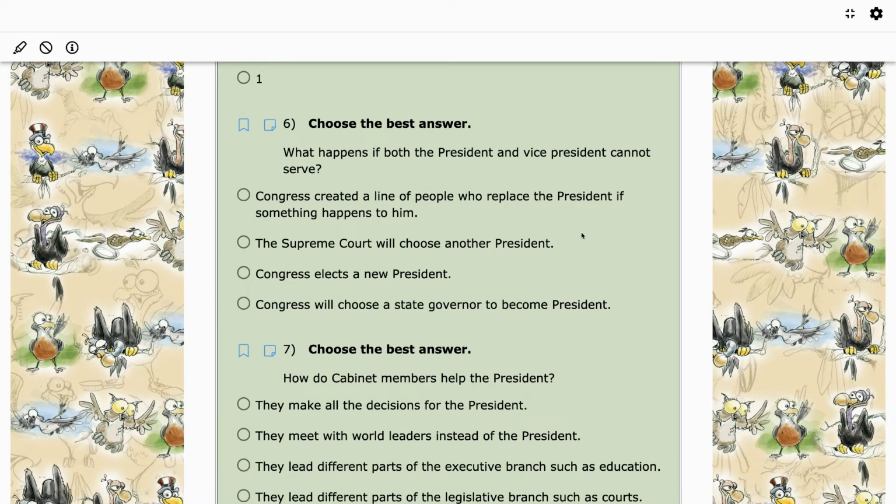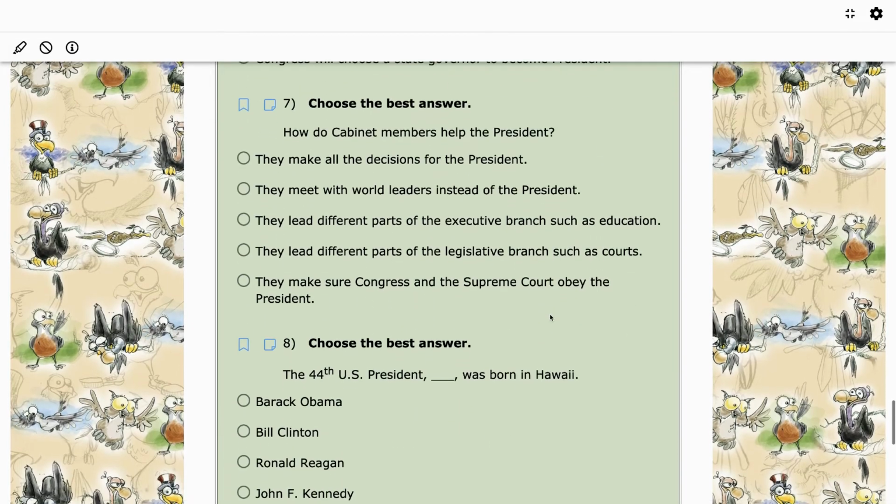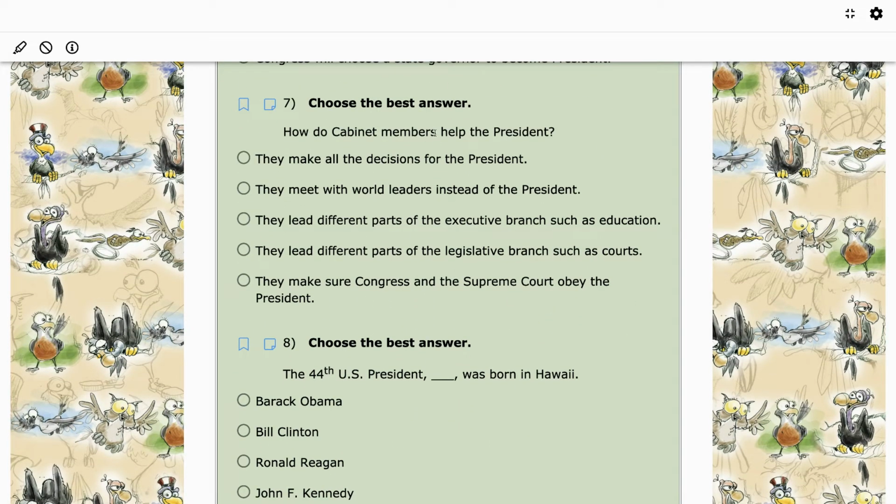What happens if both the president and the vice president cannot serve? Congress created a line of people who will replace the president if something happens to them. The Supreme Court will choose another president. Congress will elect a new president, or Congress will choose a state governor to become president. Number 7, how do cabinet members help the president? They make all the decisions for the president. They meet with world leaders instead of the president, or they lead different parts of the executive branch, such as education. They lead different parts of the legislative branch, such as courts, or they make sure Congress and Supreme Court obey the president. So which one of those?